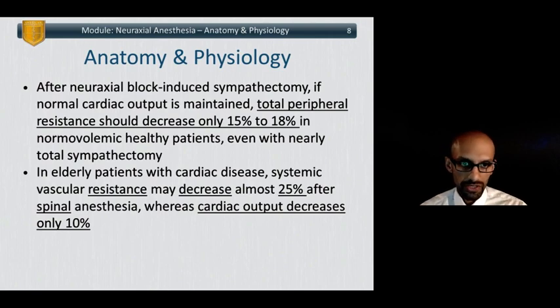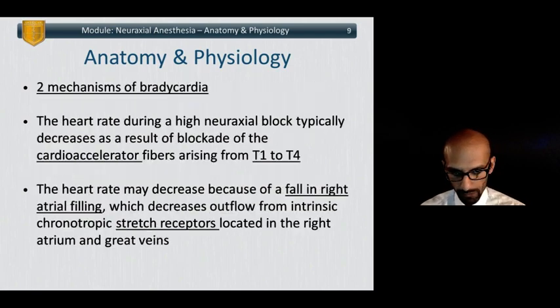The total peripheral resistance, or SVR, should decrease about 15 to 18% in healthy patients, but as much as 25% in spinal anesthesia for elderly patients. Cardiac output might decrease by about 10% or so.